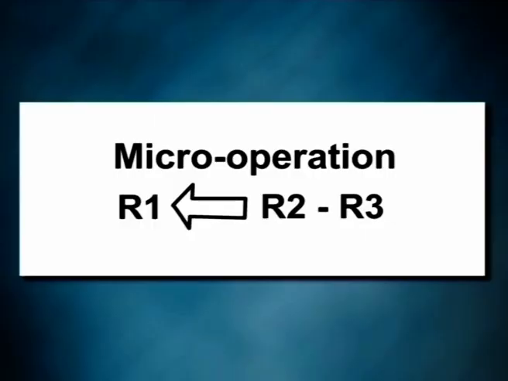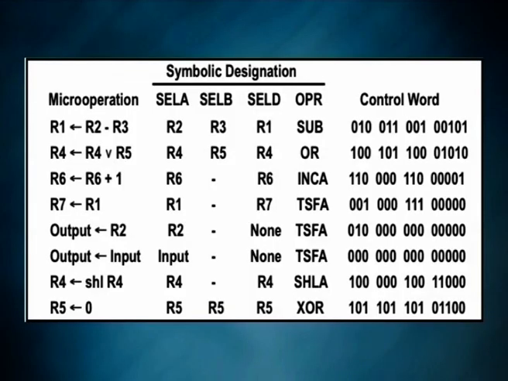For example, we want to perform a subtract micro operation on the contents of register R2 and register R3, storing the result in register R1. The subtract micro operation in the figure specifies R2 for the A input of the arithmetic logic unit, R3 for the B input of the arithmetic logic unit, R1 for the destination register, and an arithmetic logic unit operation to subtract A minus B. Some of the micro operation examples for the central processing unit are listed in the table.